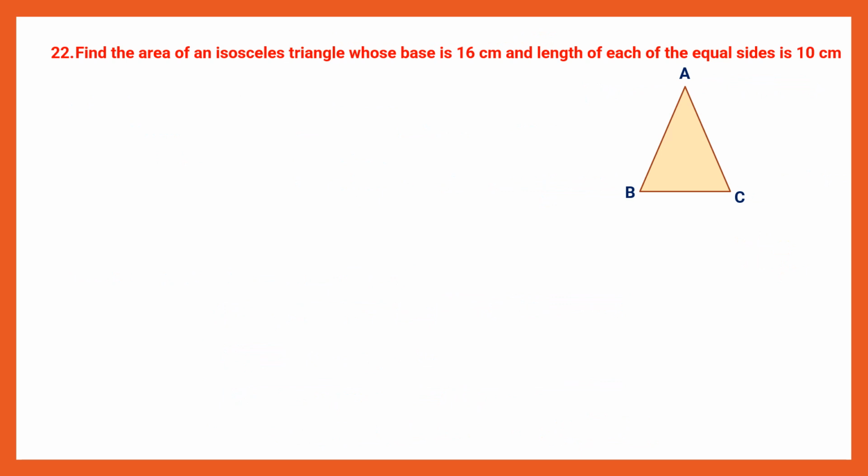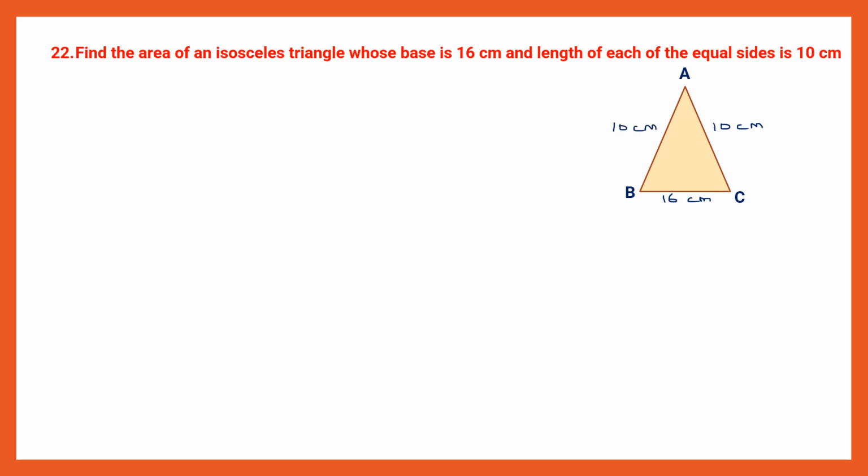Question 22. Find the area of an isosceles triangle. An isosceles triangle is one in which two sides are equal and the third side is different. So here in this triangle, the base is 16 centimeters and the length of each of the equal sides is 10 centimeters. So here we have the isosceles triangle, and the base is given as 16 centimeters and the equal sides are 10 centimeters each.